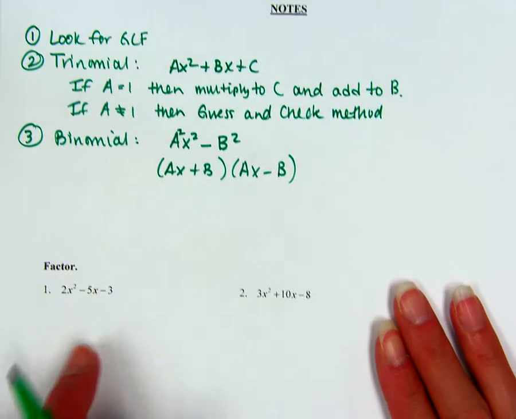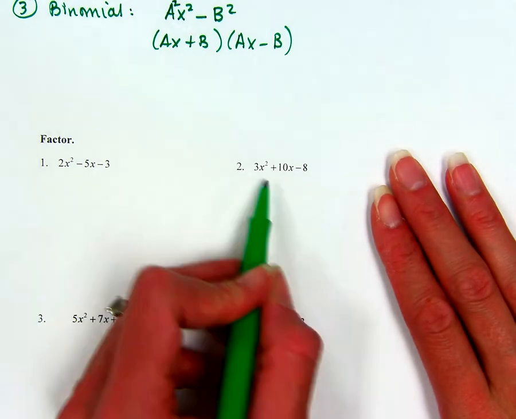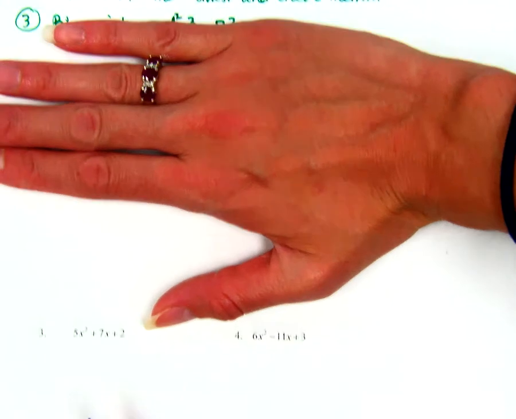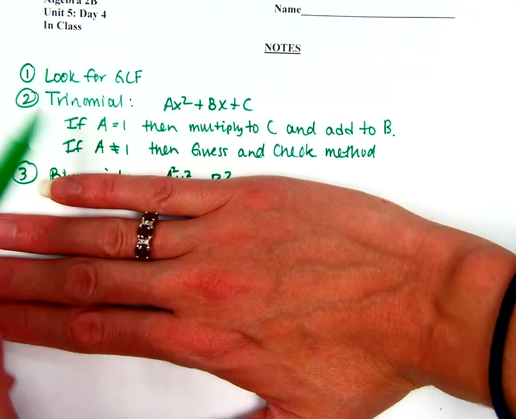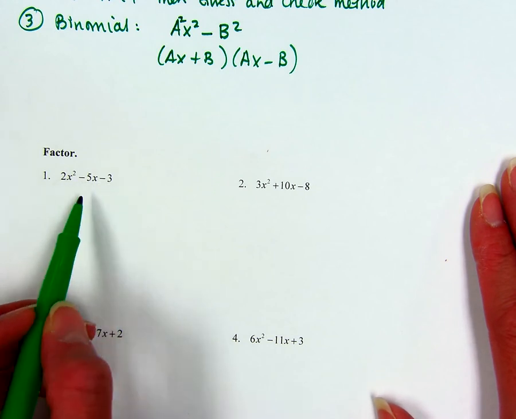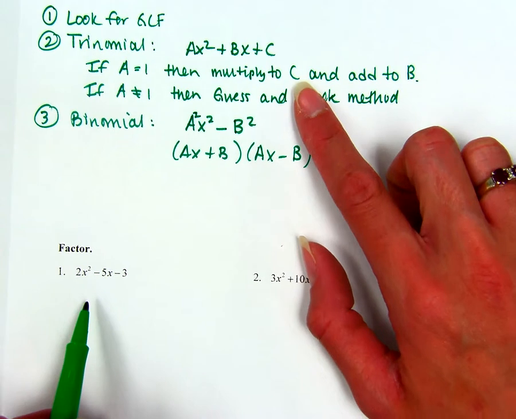All right, so problems 1, 2, 3, and 4, notice that these are all trinomials. 1, 2, 3 terms. These all have 3 terms. Okay, so we won't do the binomial method yet, so we'll only be focusing on the trinomial method for now. All right, so we're going to look for a GCF, but 2, 5, and negative 3 can't all be divided by something. So now we're going to look at trinomial factoring.